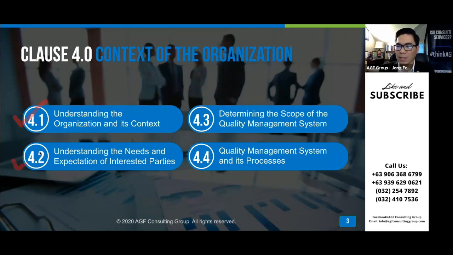4.2 would be understanding the needs and expectations of interested parties. 4.3 talks about what's the scope of your QMS. And of course, 4.4 would be the different processes of your quality management system. So this is the context of your organization. And we'll talk about how do we audit this.